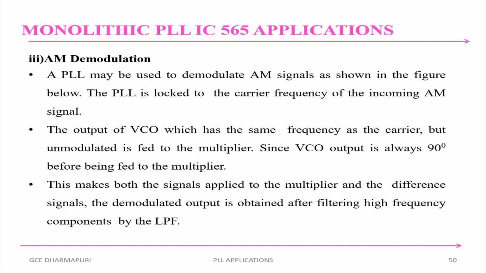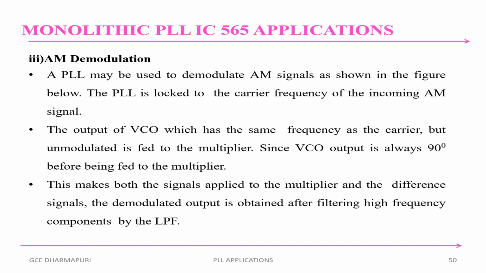The PLL may be used to demodulate an AM signal as shown in the figure below. The PLL is locked to the carrier frequency of the incoming AM signal. The output of the VCO, which has the same frequency as the carrier but unmodulated, is fed to the multiplier. Since the VCO output is 90 degrees out of phase before being fed to the multiplier, this makes both the signal applied to the multiplier and the difference signal.